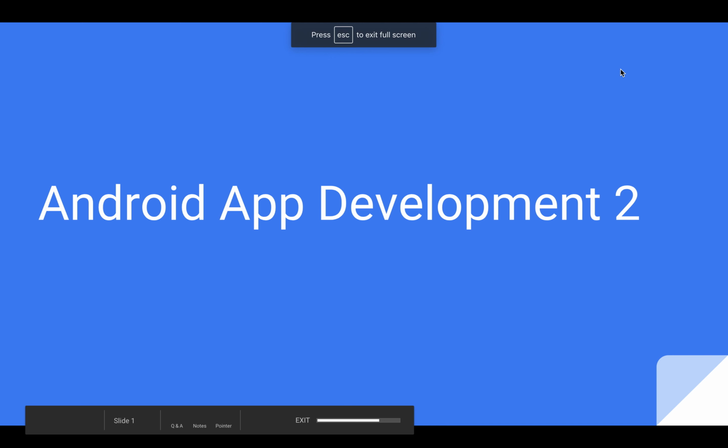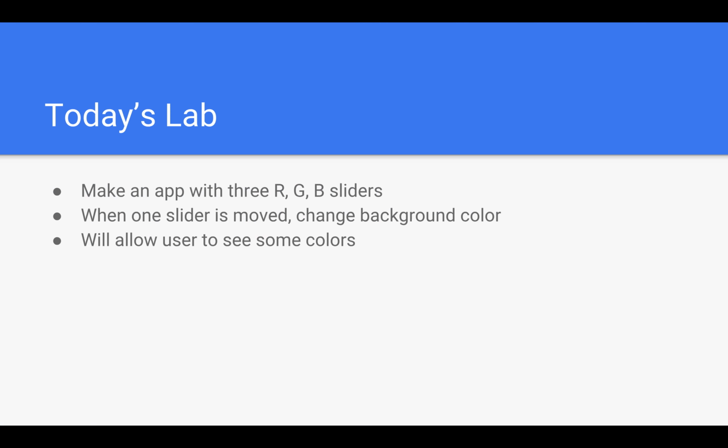Hello everyone. So this is going to be the second episode of the Android app development series. So this is going to be a lab. So basically the idea is that we want to make an app with three red, green, and blue sliders. And then when one slider is moved, we want to change the background color to the color specified by the RGB settings. And then this will allow the user to make some colors.